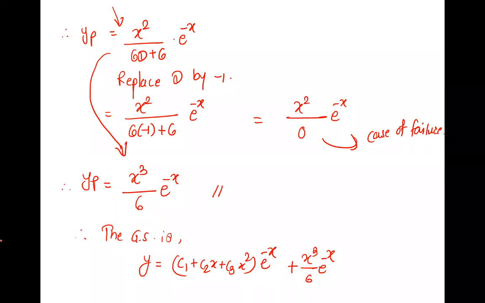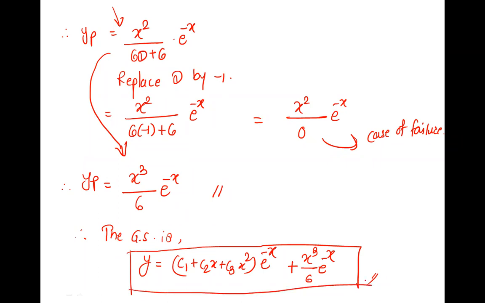So if you just write yc and yp and you will not collect it, you will get 1 mark less. If there is offline exam, you should always collect and write it there. Yes, this is your final solution. Any doubt, please ask. Any doubt? Okay, so we go to the next question.